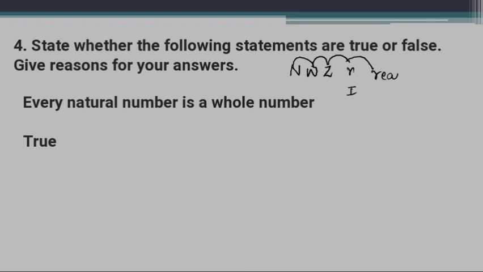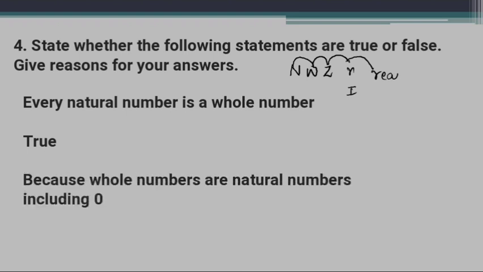But what is the proper reason for that? What is a natural number? Natural numbers means only the positive numbers, right? Whole numbers are natural numbers including 0. Natural numbers are only the positive numbers: 1, 2, 3, 4, 5 like this. So if we add 0 to this set, we get whole numbers. So all these natural numbers come in the whole number set. Whole numbers are nothing but natural numbers plus 0. So all the natural numbers are whole numbers.